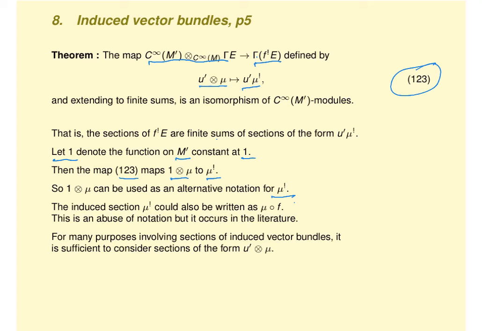And this remark here I've actually already made. The induced section could also be regarded as the composite mu composed with F. This is a bit of an abuse of notation, but it's essentially true, and it does occur in the literature. You may meet it. So, final comment, and this is more or less standard when we meet these finite sums: for many purposes involving sections of induced vector bundles, it's sufficient just to consider sections of the form u prime tensor mu.